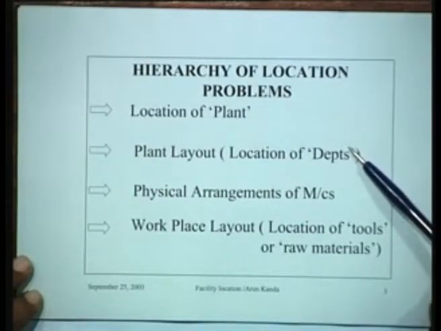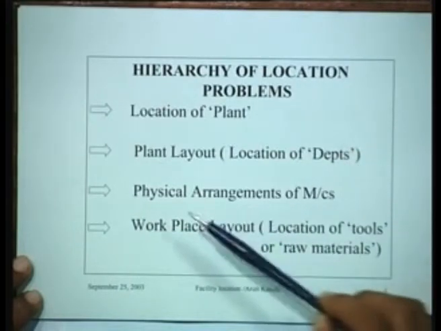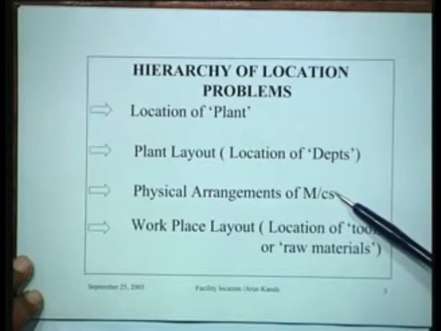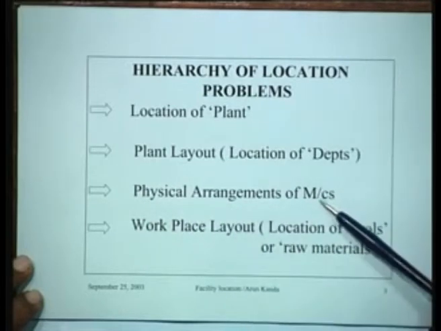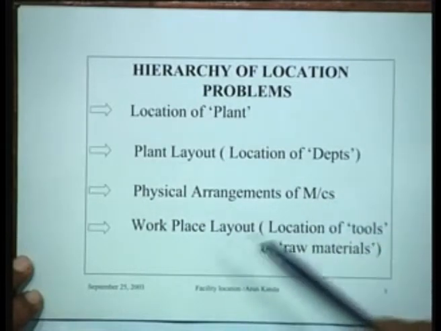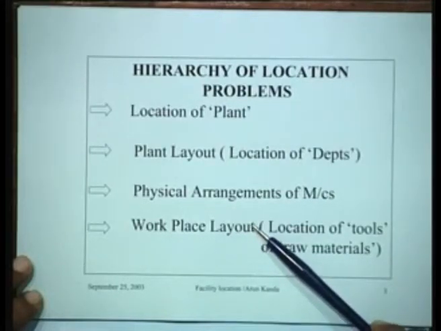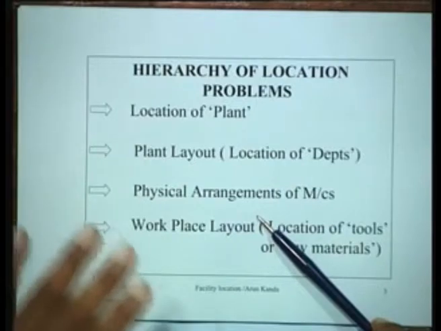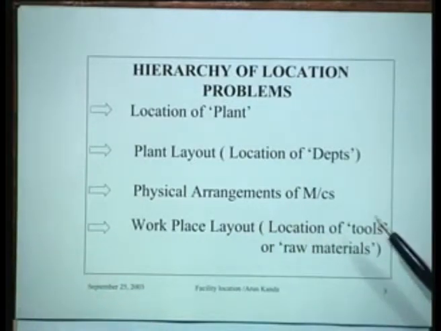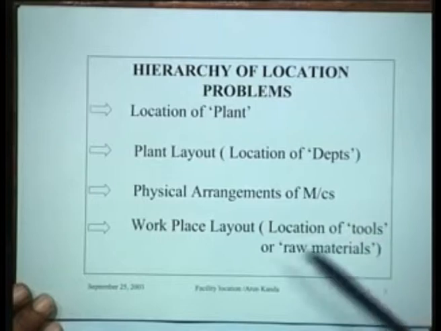Then when you talk about a department, each department has been located. What do you do next? You talk about physical arrangement of machines and equipment within the department. And once the machines are laid out in the department, the final decision is workplace layout. That means you are trying to find out that if an operator has to work on this particular machine, where should be the location of his tools, where should be the location of the raw materials, how should he make his hand movements and things of that kind. So it's the workplace layout.